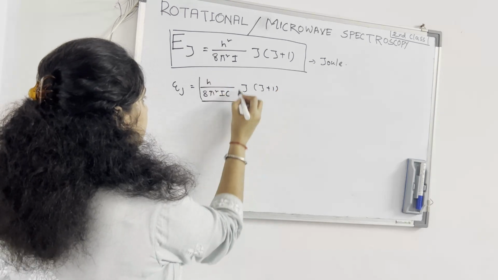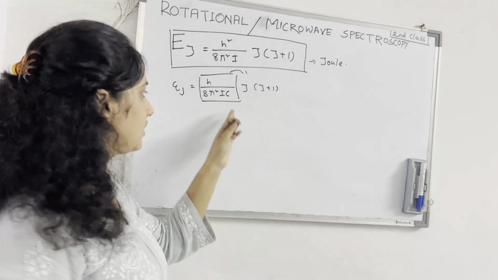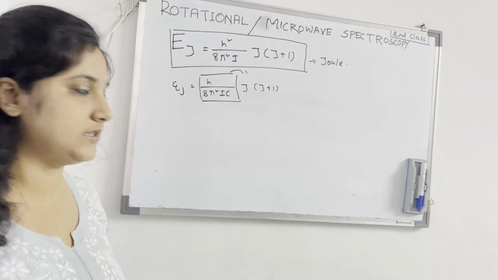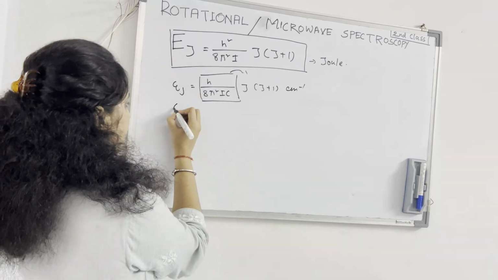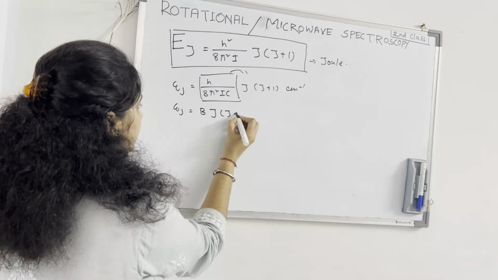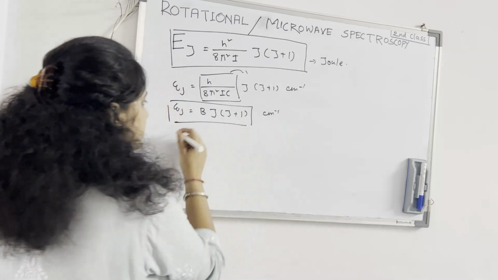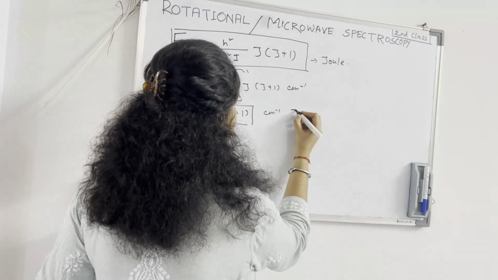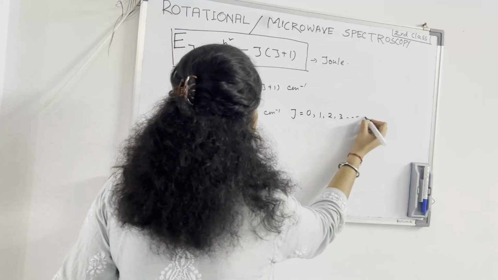Now this part is constant for a particular system. I is moment of inertia, c is the speed of light. So this part is constant for a particular system. So in simple form I can write E_J is equal to B into J into J plus 1, which is in the centimeter inverse. So this is the energy expression for the rotational level, where J is equal to 0, 1, 2, 3 and all.